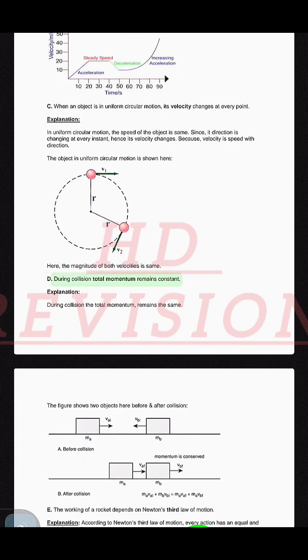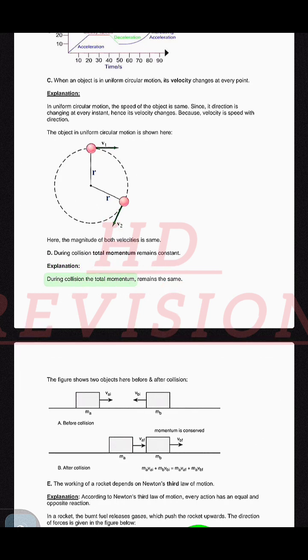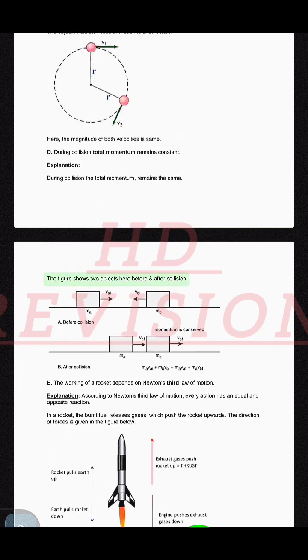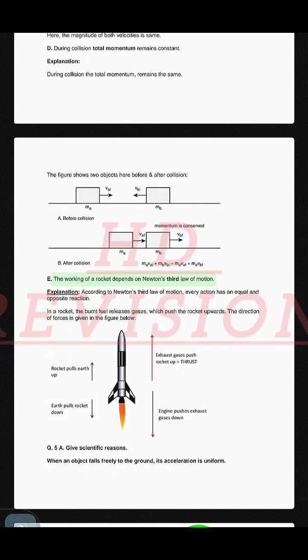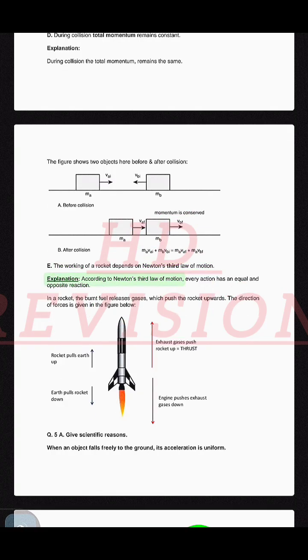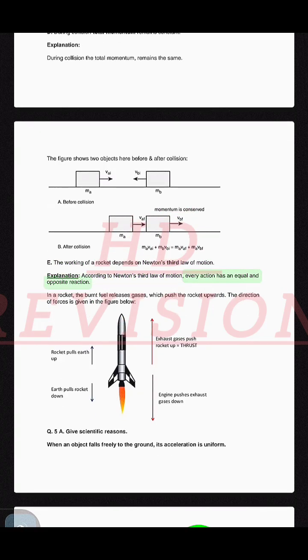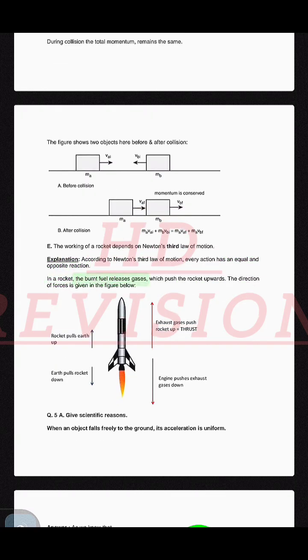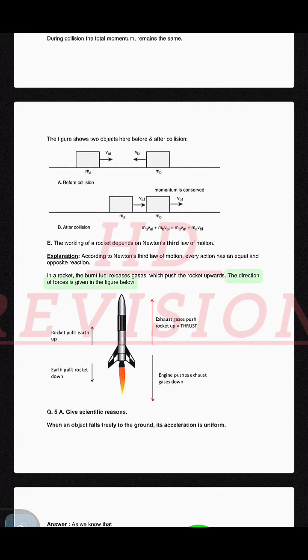D. During collision total momentum remains constant. Explanation. During collision the total momentum remains the same. The figure shows two objects here before and after collision. E. The working of a rocket depends on Newton's third law of motion. Explanation. According to Newton's third law of motion, every action has an equal and opposite reaction. In a rocket, the burnt fuel releases gases, which push the rocket upwards. The direction of forces is given in the figure below.